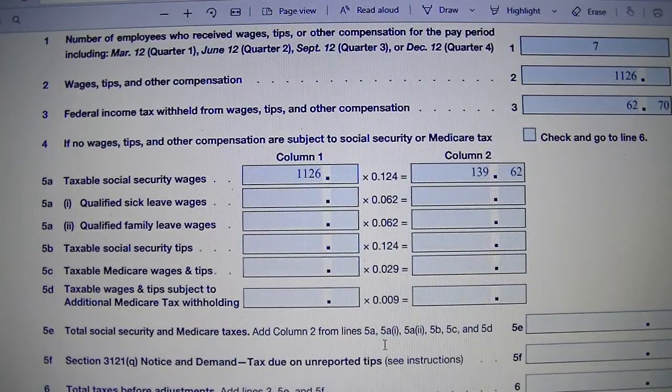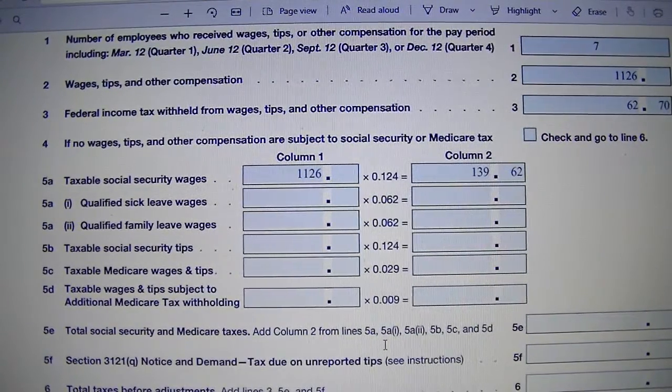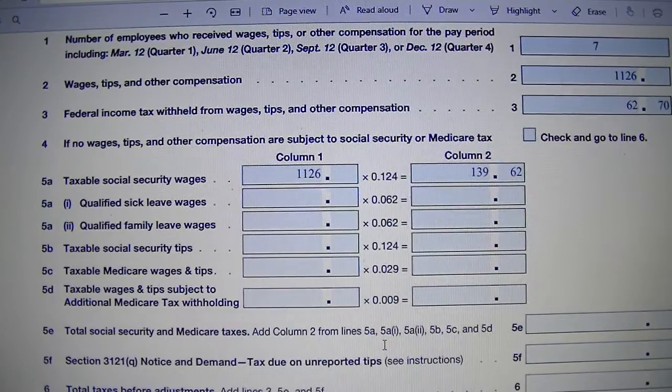Good morning. How to fill out Form 941 for 2020, Part 2.